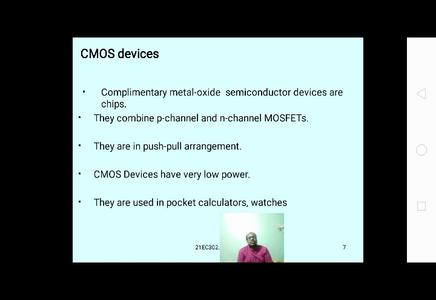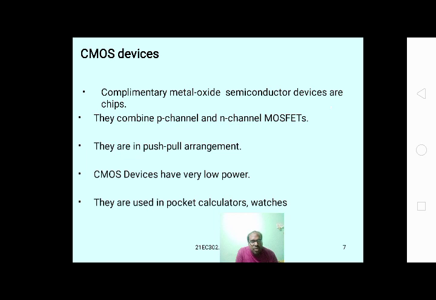Once again, repeating: CMOS, complementary metal oxide semiconductor devices, are chips. They combine P-channel and N-channel MOSFETs. They are in a push-pull arrangement. These devices have very low power. They are used in pocket calculators, watches, etc.